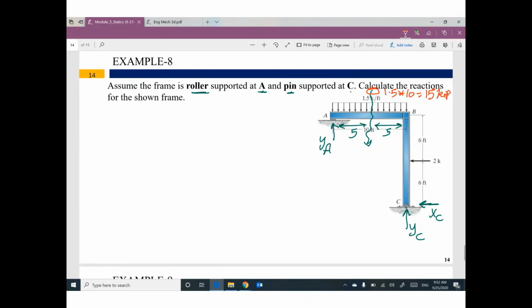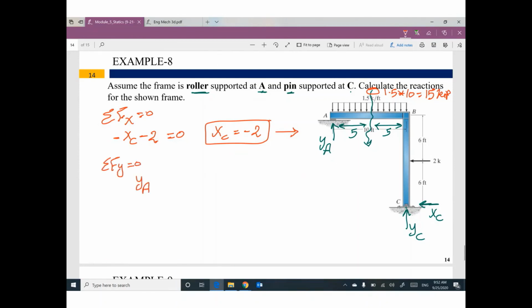Go ahead and apply your equilibrium equation. Summation Fx equals 0. So we have negative XC, we have negative 2 equals 0. So XC will be negative 2. You assumed the wrong direction. What did you assume? To left? No, it will be to right. That's it. Summation Fy equals 0. What do you have in y? We have YA positive. We have negative 15, this equivalent. What else? We have positive YC. Nothing else. So simplify, this one will be YA plus YC equals 15.